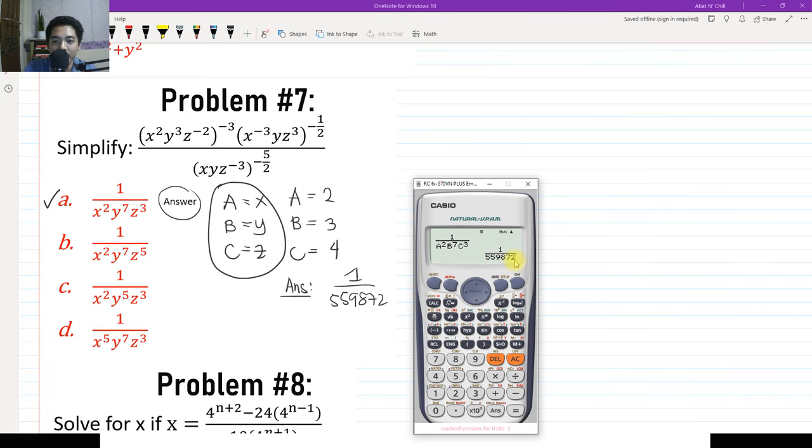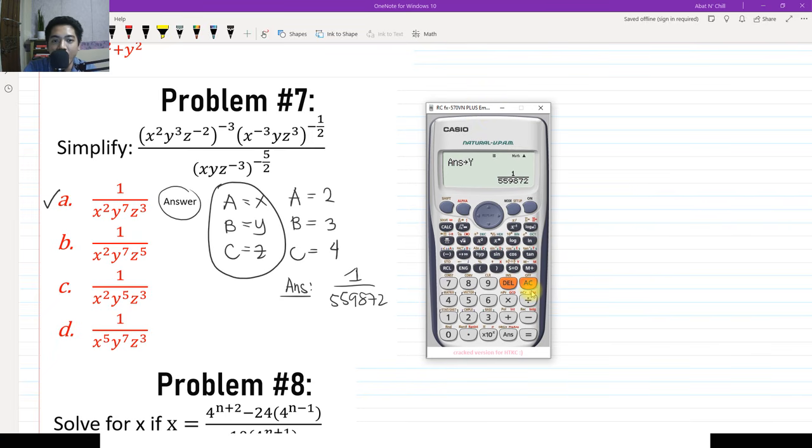So for you to be sure, you can store also this. You can store in shift, RCL or store here, and then click Y. So you have already stored it into Y. How do you know that this is the answer? Divide them. We're going to divide alpha X divided by alpha Y. The answer should be 1 if they are equal. So if these two are equal, the answer should be 1, which is actually 1.